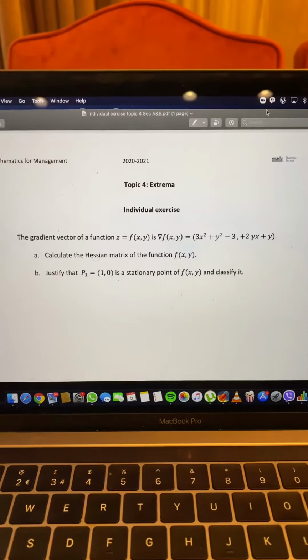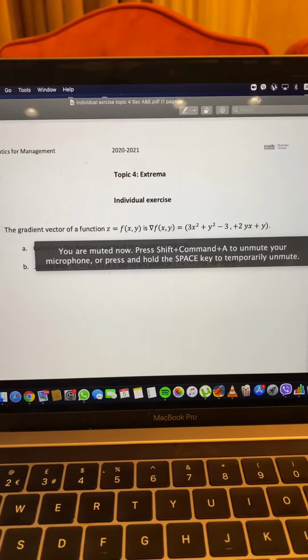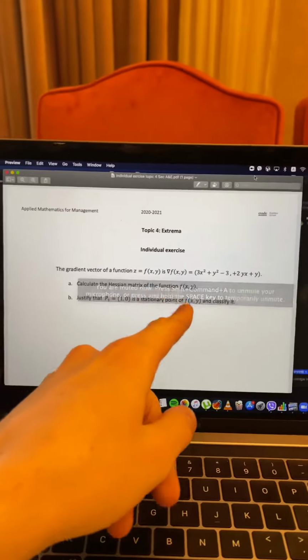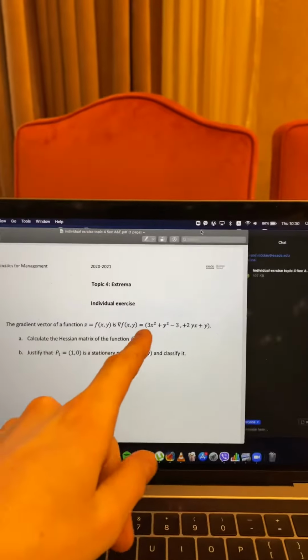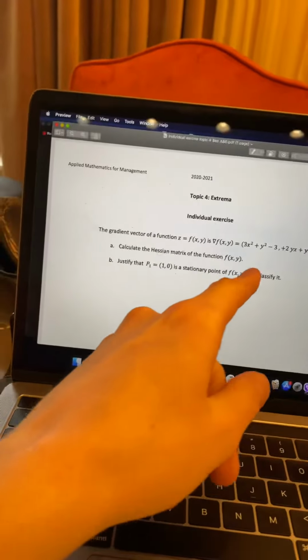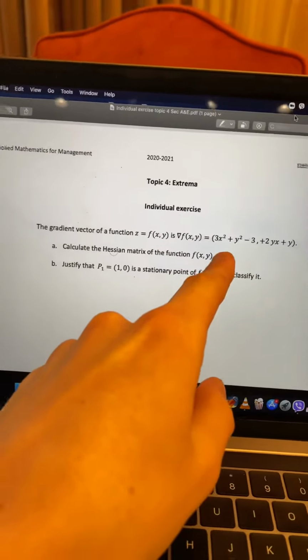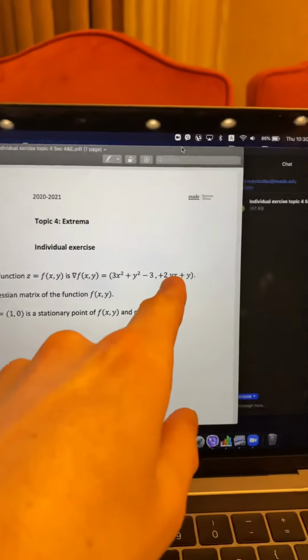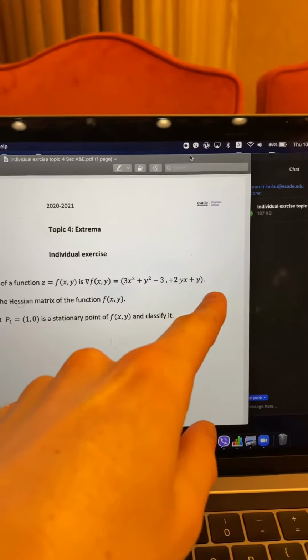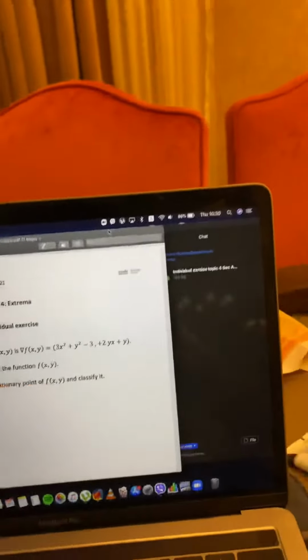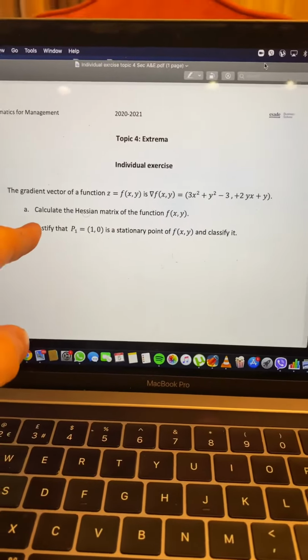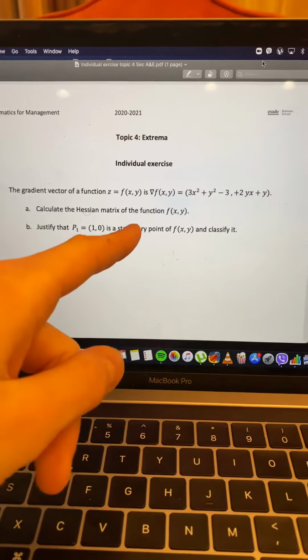So in this exercise, we're given the gradient, which is this function over here, and therefore we know that the partial derivative of x will be the first part of the gradient, and then the partial derivative of y will be the second part of the gradient. Exactly. And in the first question, they're asking us to calculate the Hessian matrix of the function.